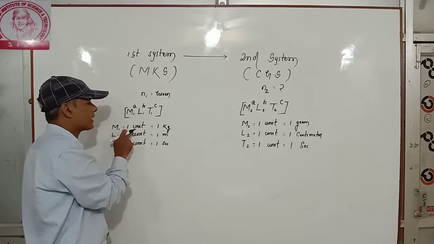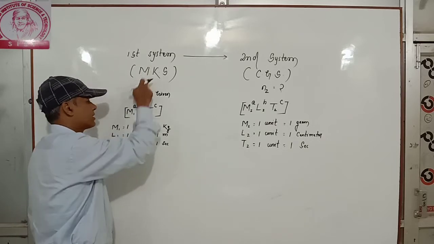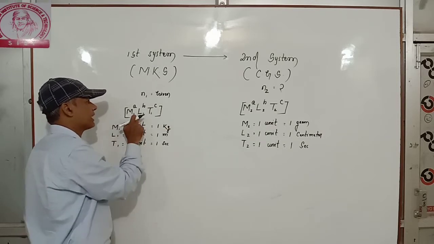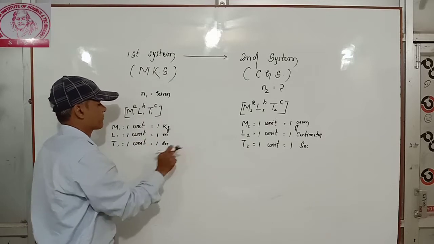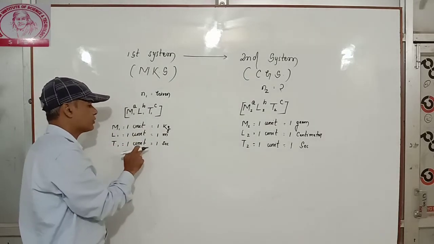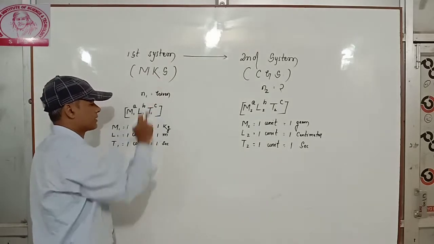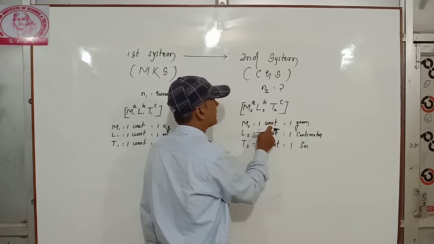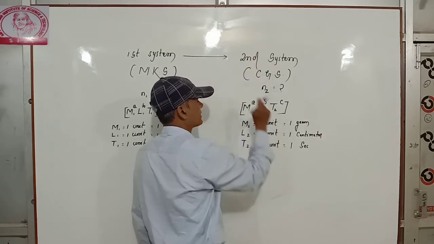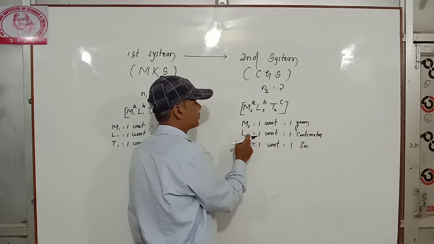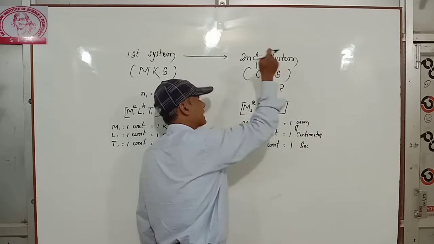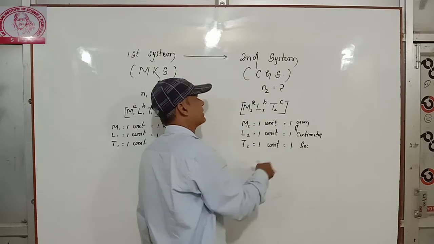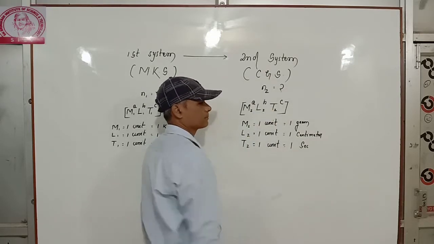M1 stands for 1 unit of mass in the MKS system, it is 1 kg. L1 stands for 1 unit of length in the MKS system, it is 1 meter. T1 stands for 1 unit of time in the MKS system, so I have written 1 second here. M2 stands for 1 unit of mass in the second system, I have written 1 gram. L2 stands for 1 unit of length in the second system, I have written 1 centimeter. T2 stands for 1 unit of time in the CGS system, I have written 1 second. Finished?